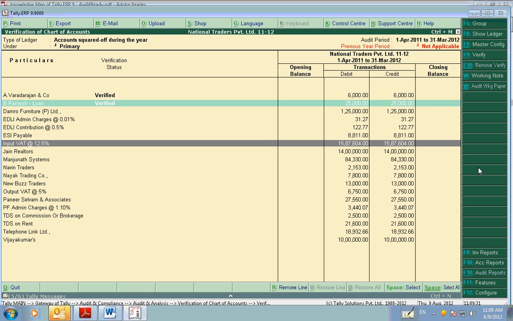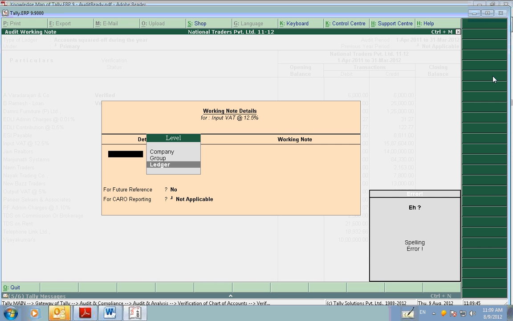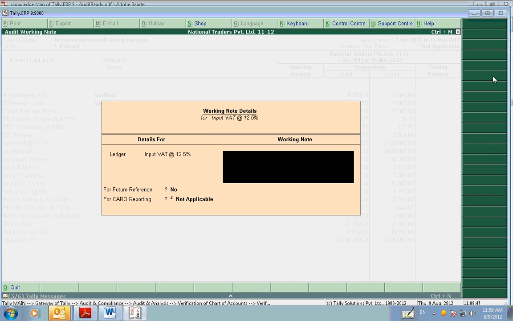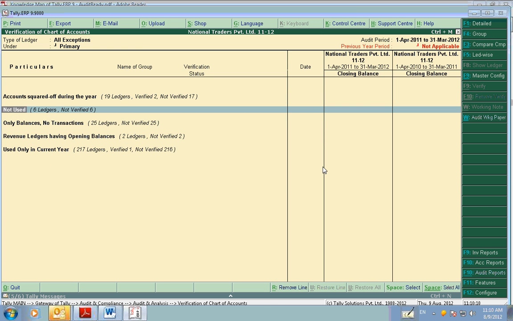So this is how you can have a verification, remove verification, and coming to the working note. So what exactly is the working note? Now you are trying to drill down to the master level. So if you have checked this particular ledger and you are trying to give a working note on what exactly the work done is, if another person looks into this, they can always refer to this note, right? The other two options we'll check when we move on to the exact screen. Clear about this? What is this account squared off during the year? Now we will move on to the other one.